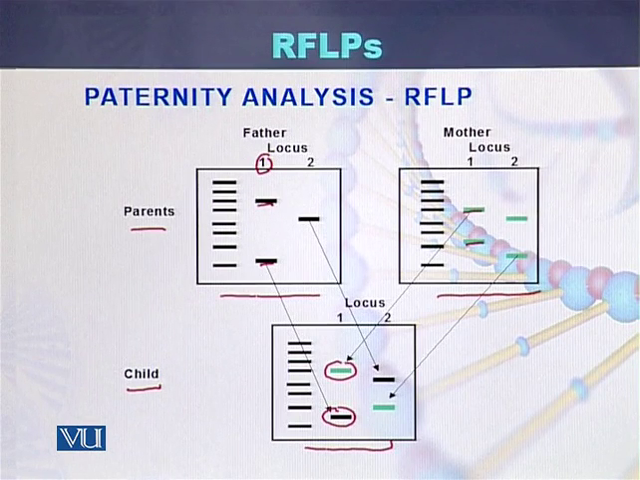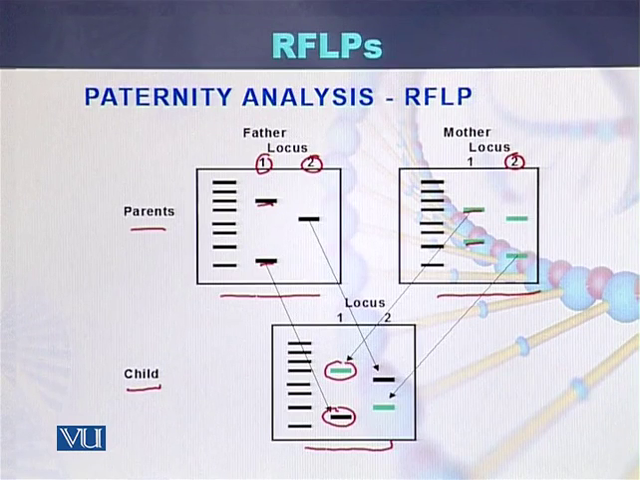When we do the comparison at locus 2, this is the DNA fragments or banding pattern of locus 2. In case of father, father is homozygous because father has just a single band. If there is a single band, it is called homozygous. If there are 2 bands, then it is called heterozygous. While in case of mother at locus 2, she is heterozygous.